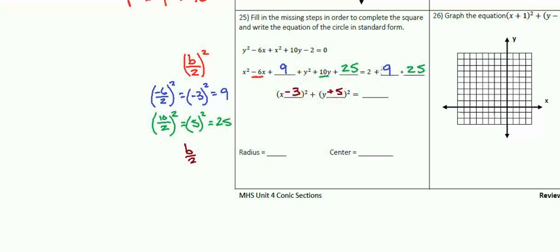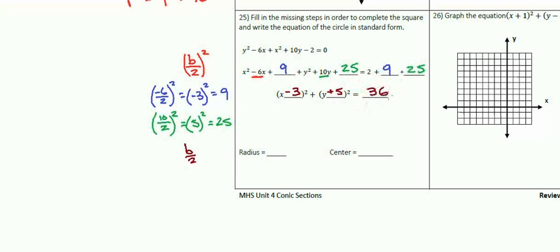And for the right side, all we're having to do is add these three numbers together. 2 plus 9 plus 25. So 2 plus 9 is equal to 11, and 11 plus 25 is 36. So now we have completed the square. Let's see if we can figure out what the radius and the center is.